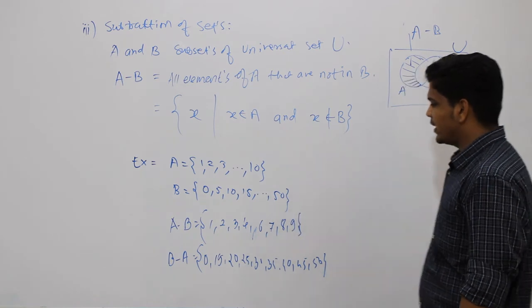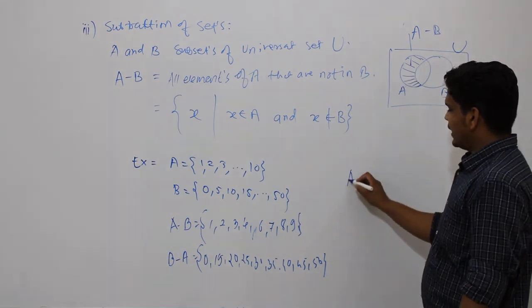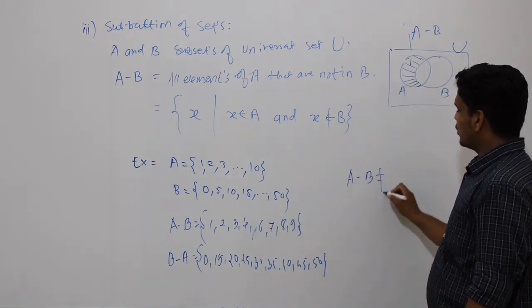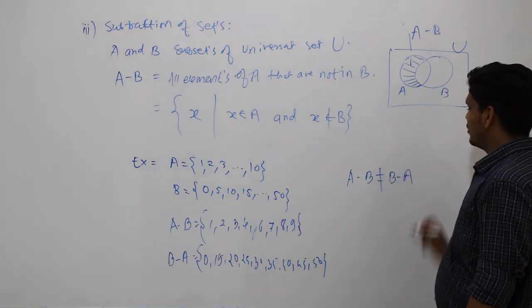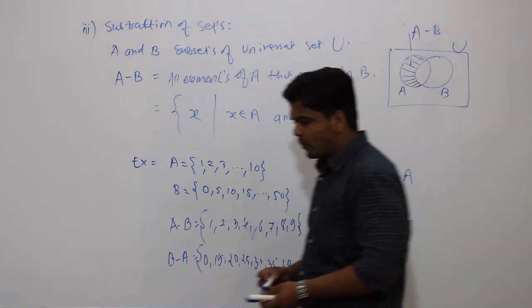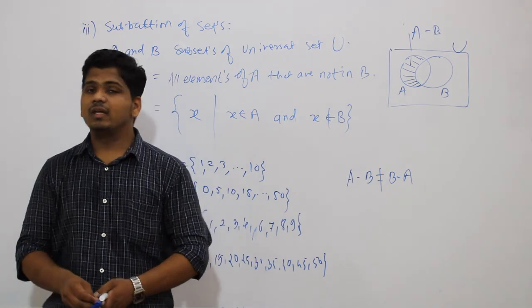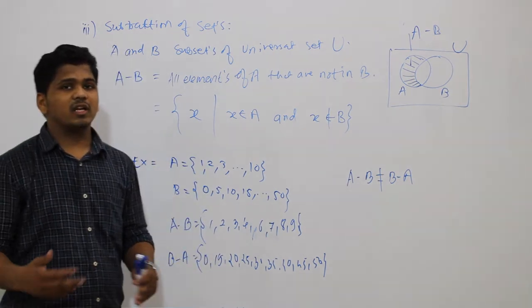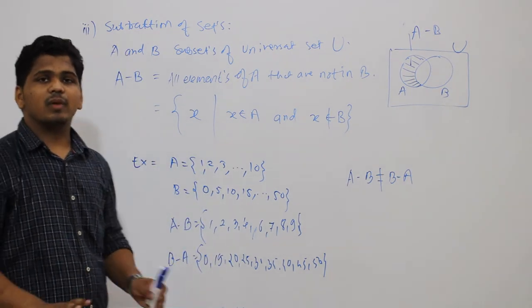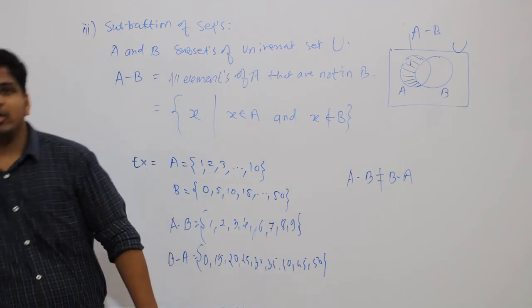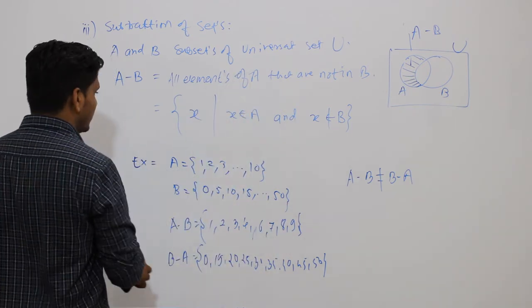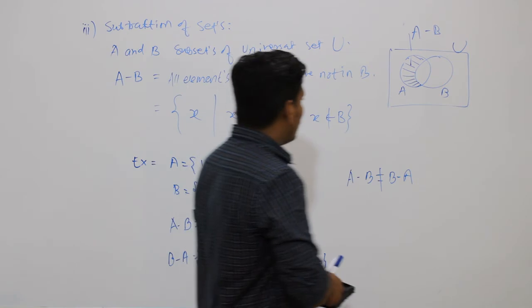Now you can observe clearly that my A minus B is not equal to B minus A. Okay, means your subtraction of sets is not commutative. Means A minus B is not equal to B minus A. Your subtraction is not commutative. Okay, take it.